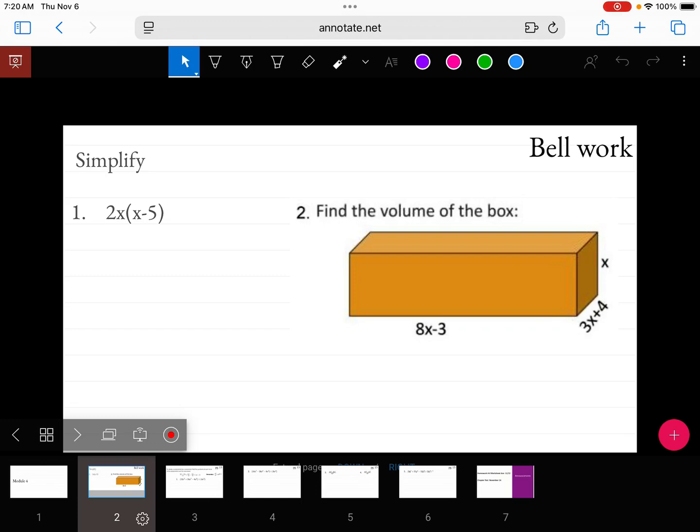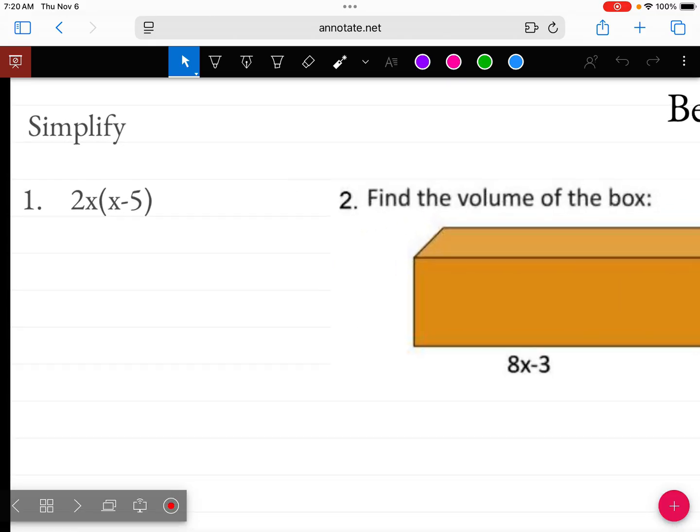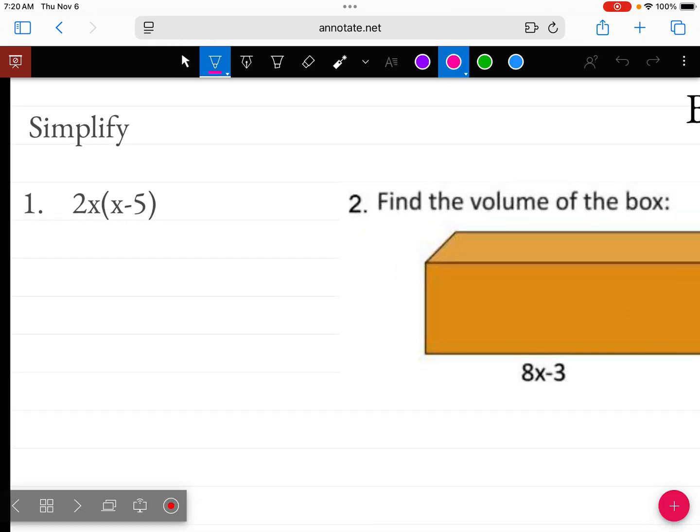Yeah, things to do today. So for this first one here, what do we do? How do we simplify 2x times x minus 5? More specific. Yes, we need to distribute this.